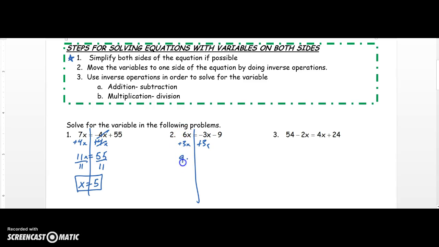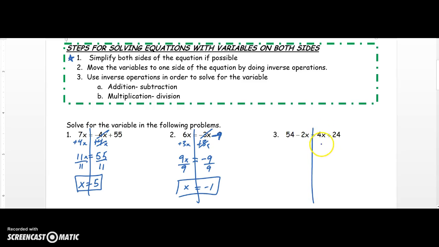6x plus 3x is 9x equals, these cancel out, which is what you want. You want them to cancel out on this side, so all the x's are on this side. And we're left with negative 9. Not 9. Notice, negative 9. How do we go from here? We have to divide by 9. So we get x equals negative 1. Number 3.